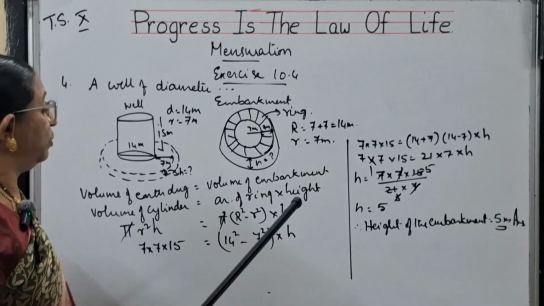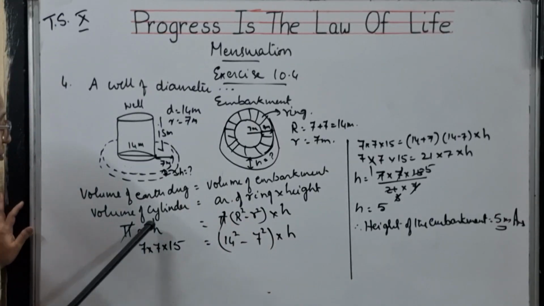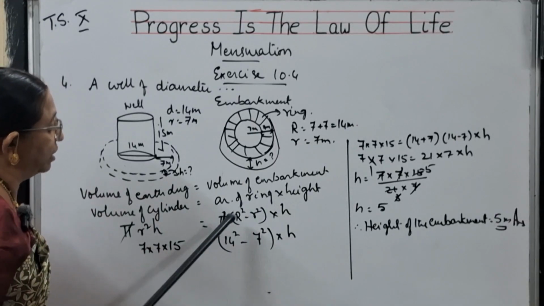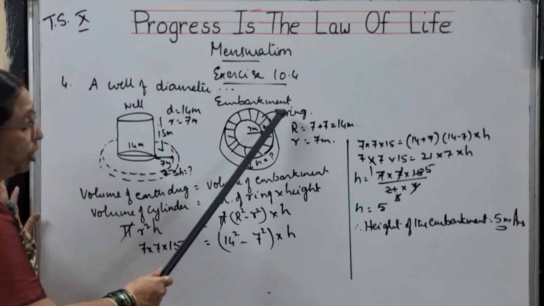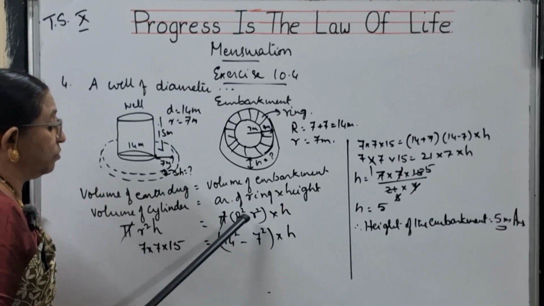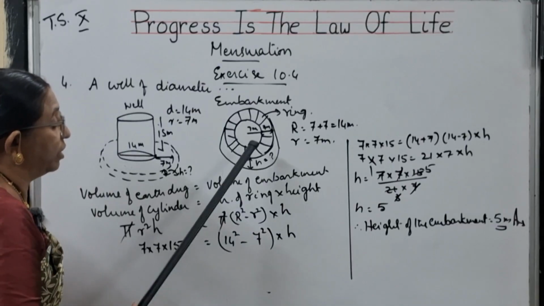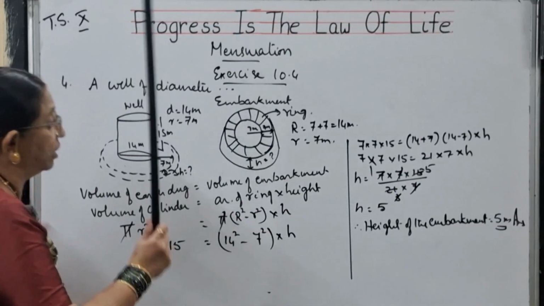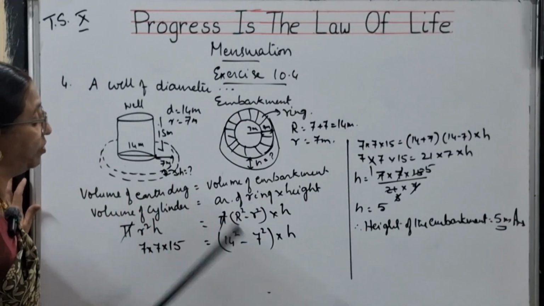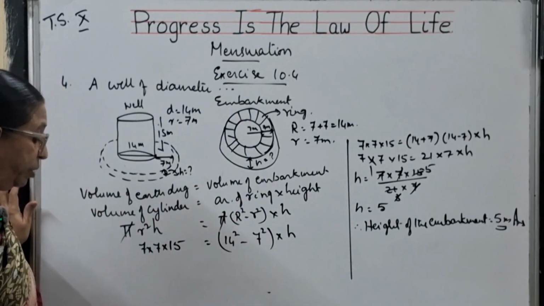Area of the ring you already know. So volume of the cylinder, pi r square, is equal to area of the ring, which is pi into (R square minus r square), into h, because this is the formula which you have learned. This formula we get from the area of the outer ring minus the area of the inner ring. You have already done this in your previous class. That is why I have not explained it.